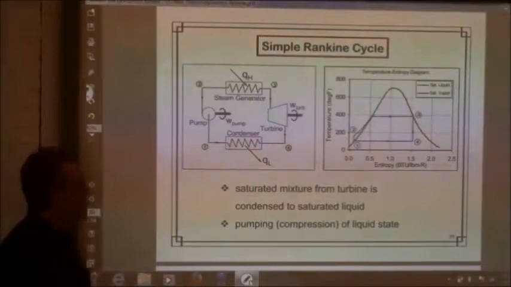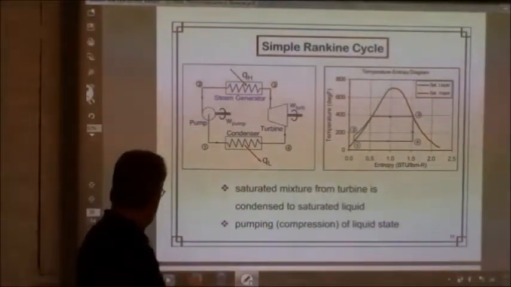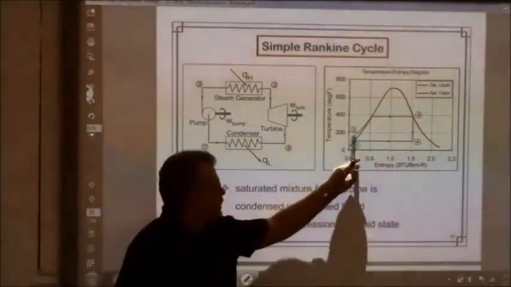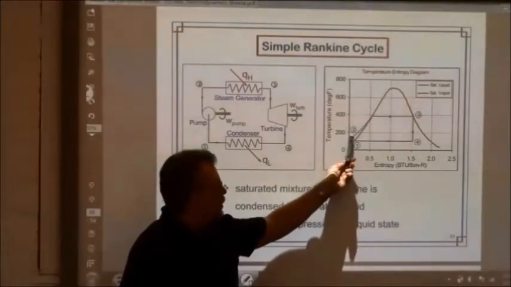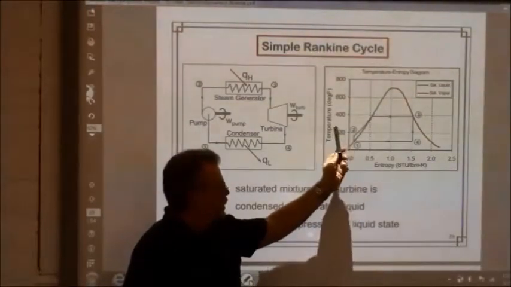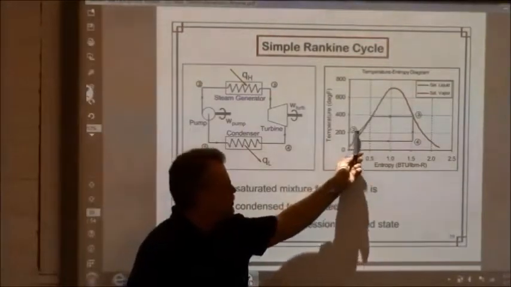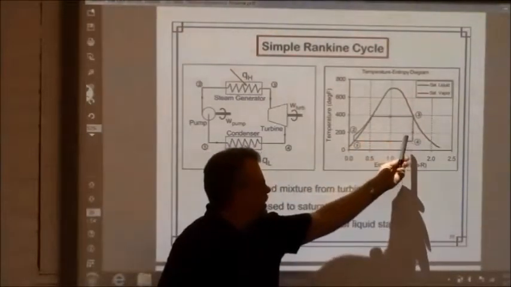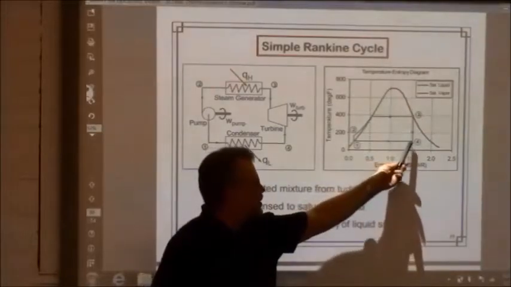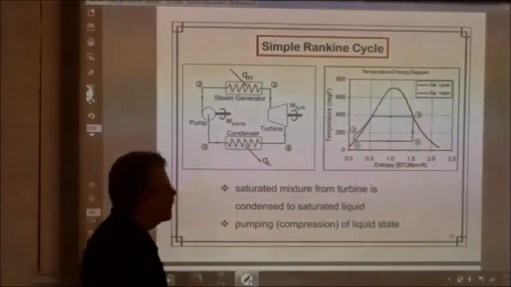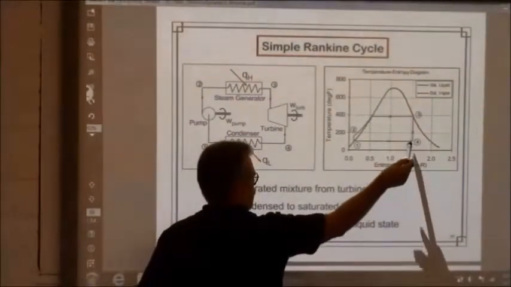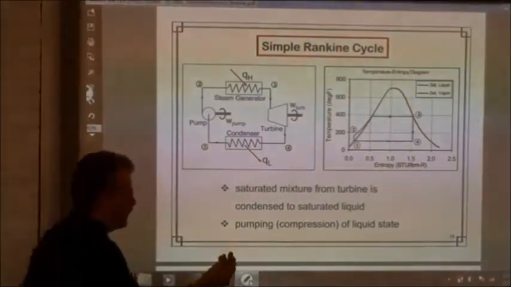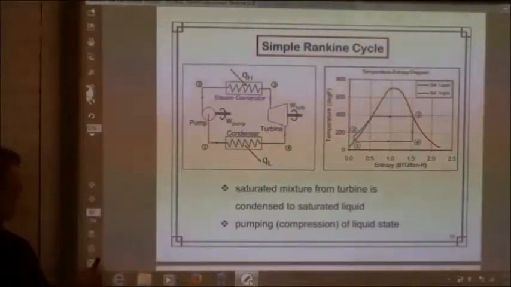So this is a simple Rankine cycle. What we're doing here is pumping liquid water, and then adding heat in the boiler from 2 out to 3. And here we're not superheating yet, so we're still coming down to 4, which is still a fairly low vapor quality of steam. There's a lot of moisture in that.